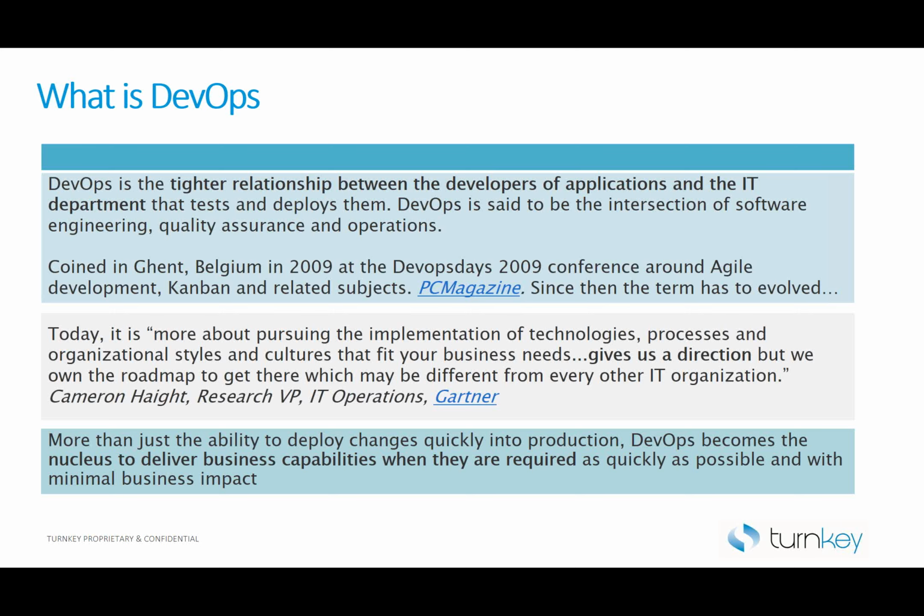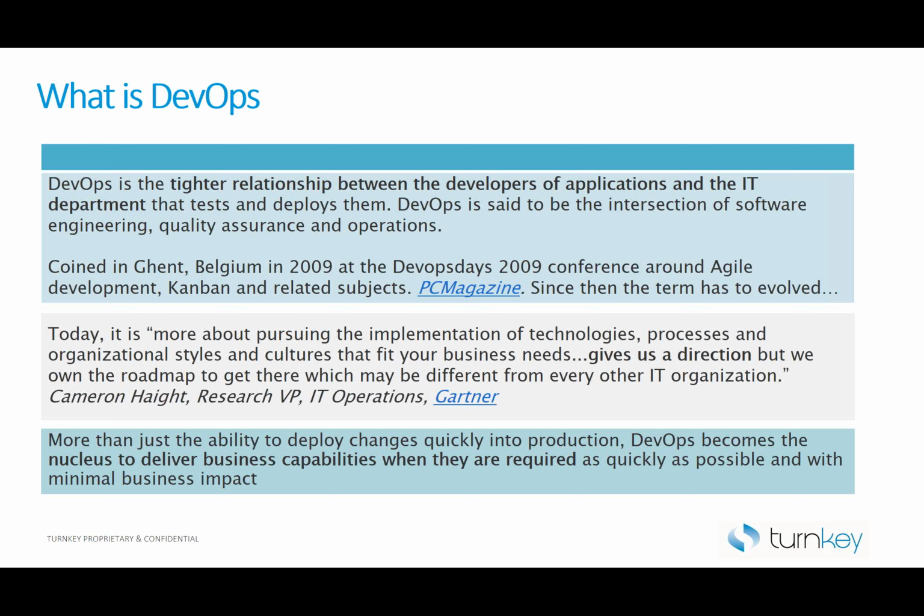The first is, DevOps is a tighter relationship between the developers of applications and the IT department that tests and deploys them. DevOps is said to be at the intersection, or really, we'll talk about integration and collaboration, of software engineering, quality assurance, and operations. I think that does a really nice job because the term DevOps talks about development and operations, but it's somewhat silent on the topic of quality assurance, which is, of course, an integral part of the process.